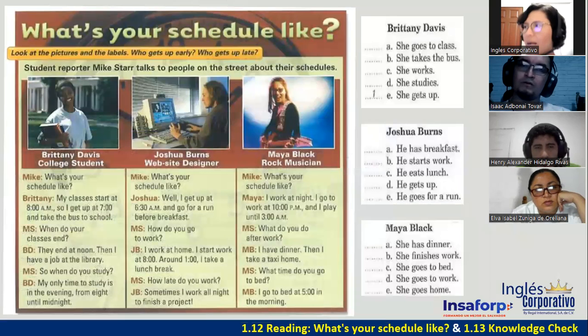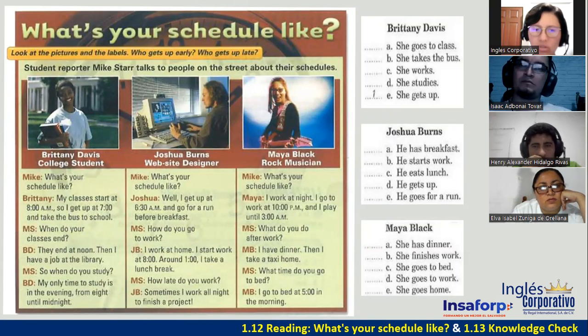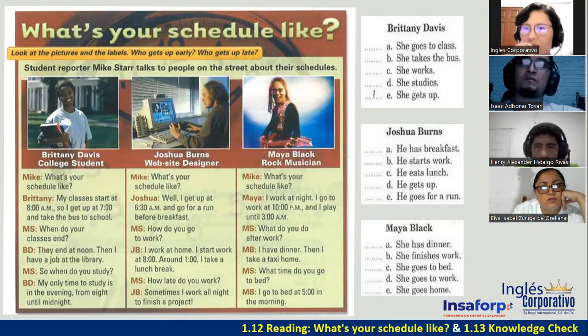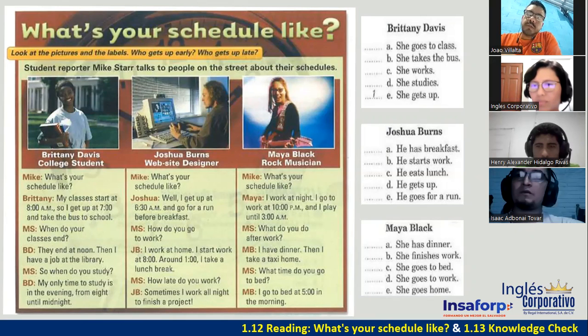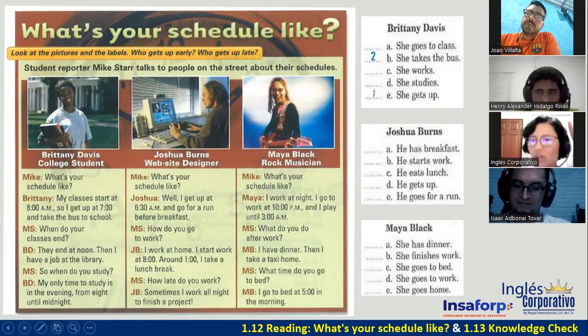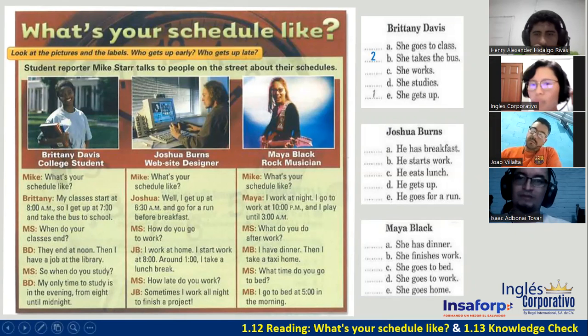Vamos a ver. Acá. It says Brittany Davis, right? She gets up late, right? So that's like the first point that we have. So it says that we have to organize, okay, the information. So what will be the second thing? Eso es lo primero que hace. She gets up. And then number two. Joao? Está en mute. Perdón, she takes the bus. Muy bien, exactly. That's the second thing she does. She takes the bus. Henry, number three? She goes to class. Very good. Number four?